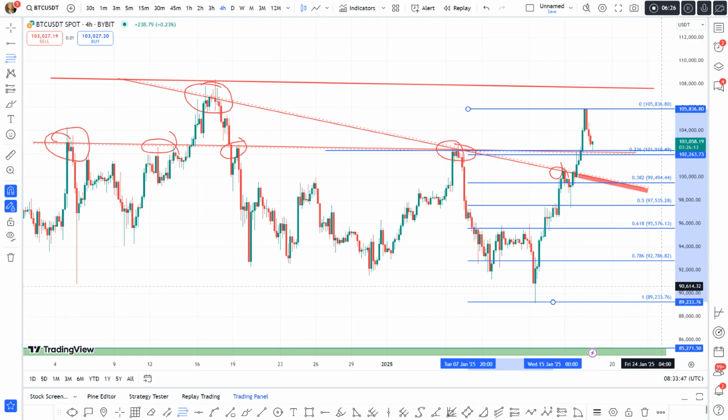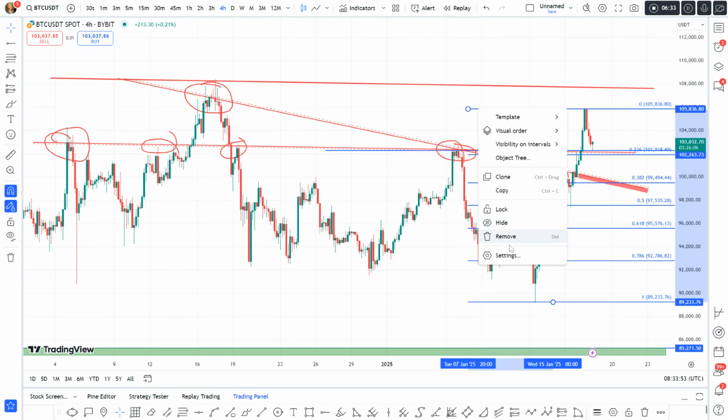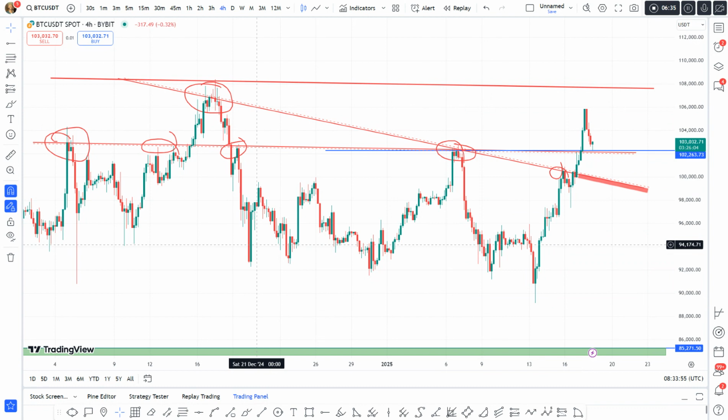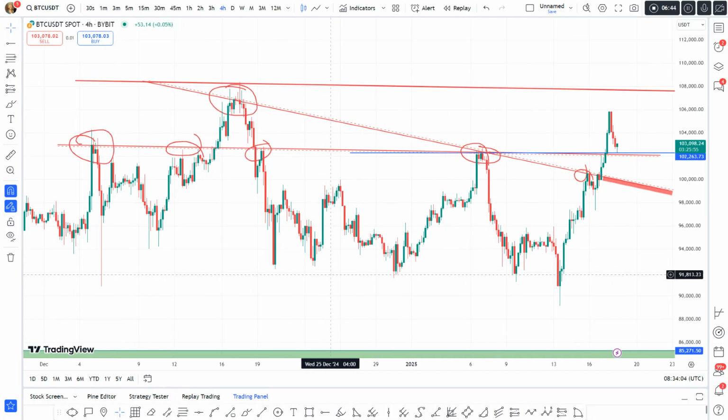Nice analysis. 103 immediately. That's a nice one. And a nice one. So what we want to see is let it continue to do its thing. That's nice. It's respecting the structure. And that's the way it should be.